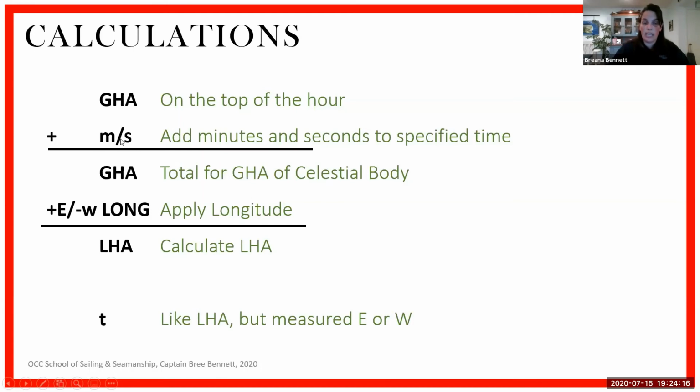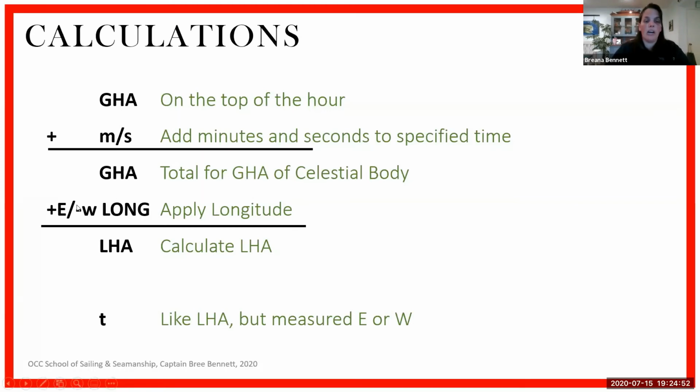And that's because the sun is traveling westward. It's always increasing. So if we have something at the top of the hour, but we got it at 5:30, it's going to be bigger because it's always increasing. It's traveling to the west, further away from that Greenwich line. So we're always adding our minutes and seconds, then we get the GHA for the celestial body at the specific time that we are concerned with.